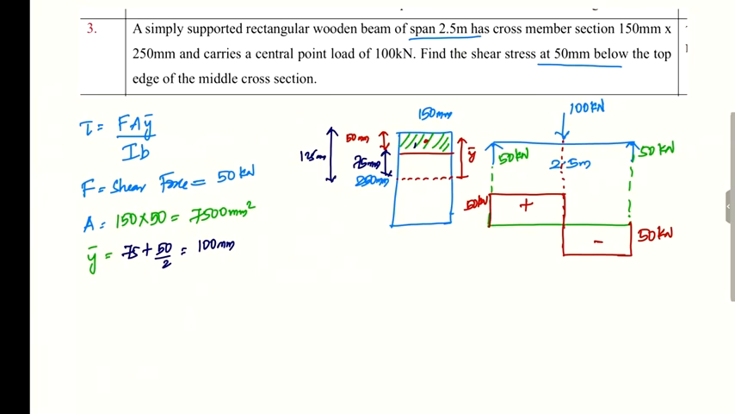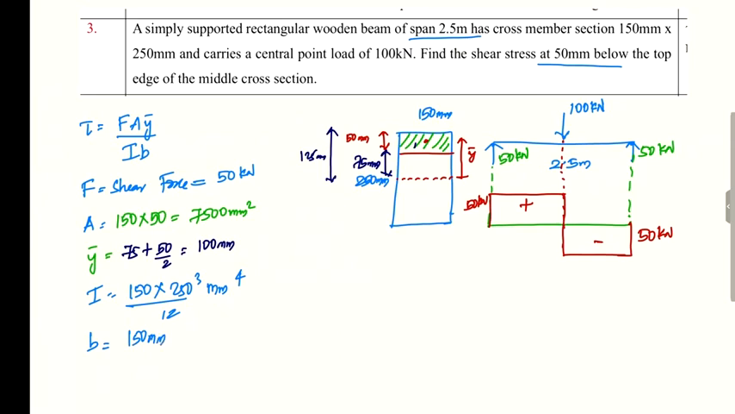From there, I'll get the value for my y bar. I is the moment of inertia of the whole section. This is a rectangular section, so it will be bd cube by 12, that is 150 into 250 cube divided by 12. We'll keep it like this. This is millimeter raised to 4. And B is the width of the section considered. Here the width of the section considered is 150 mm.